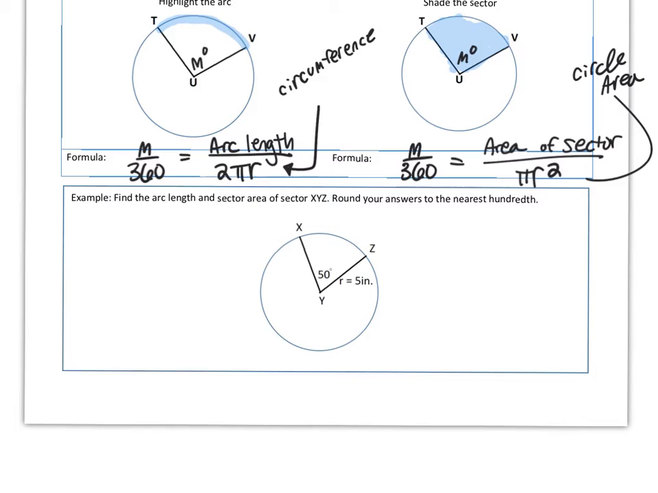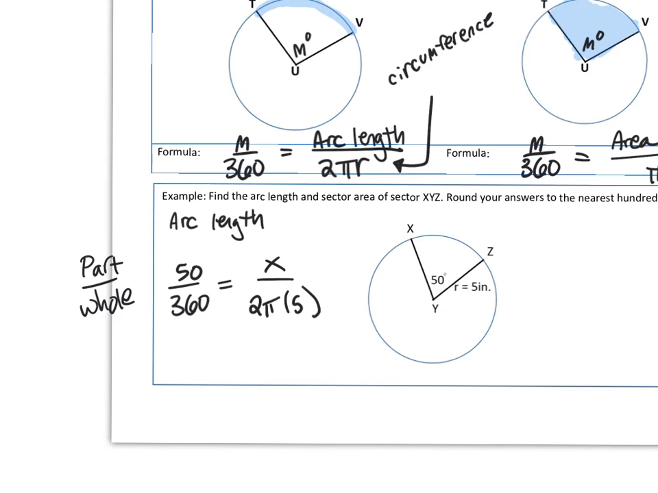We want to find the arc length and the sector area. Let's do the arc length first. Well, I see that the measure of my central angle is 50, so I'm going to have 50 over 360. And that's going to equal my arc length, I'll just use x, over 2 pi r. So 2 times pi times 5. And one thing to be mindful of here is that what we're really doing is comparing the part to the whole. We have the part of the circumference compared to the entire circumference, 50 degrees compared to 360 degrees.